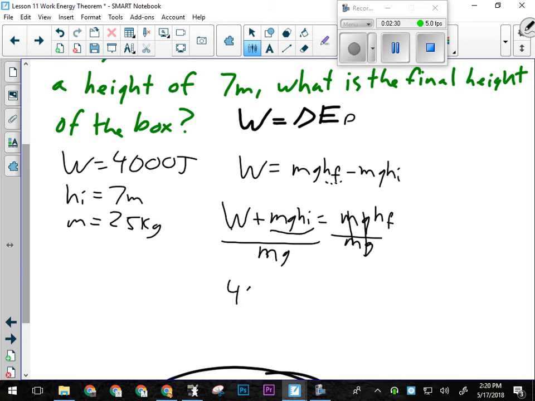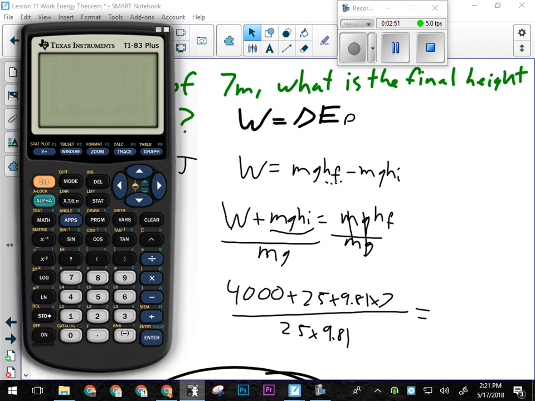So that means 4,000 plus 25 times 9.81 times 7, so mass, gravity, and height, divided by 25 times 9.81. Yes, these numbers here are the same, but they don't cancel. So just be careful that you don't accidentally cancel. So 4,000 plus 25 times 9.81 times 7, divided by 25 times 9.81. So the final height of this thing is going to be 23.3 meters.